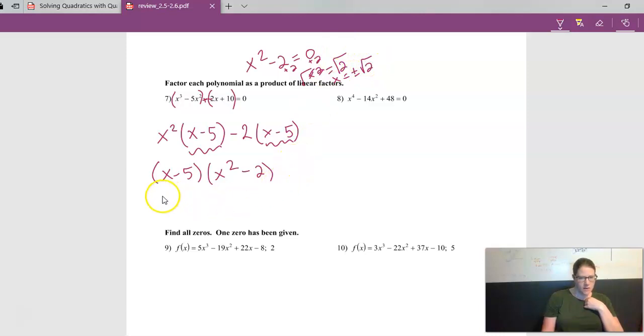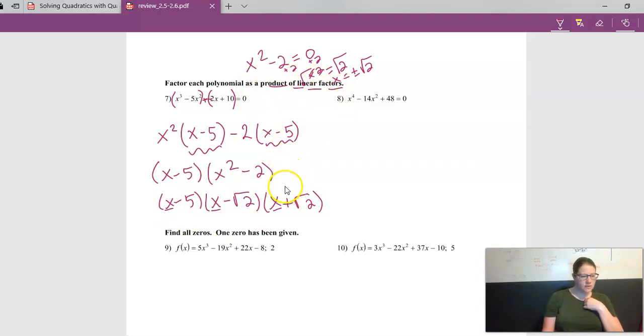So I could actually write this as x minus 5, and then I have a 0 of positive square root of 2, which would make a factor of x minus square root of 2. And then I have a 0 of negative square root of 2, which would make a factor of x plus square root of 2. So now that all three of my x's are just x's to the first degree, now it's a product of linear factors.